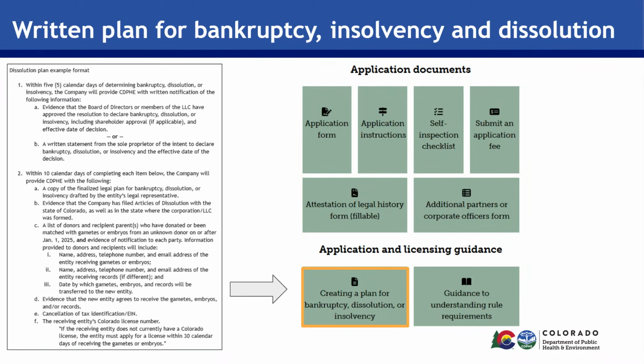Rule requires all entities to submit with their application a written plan for bankruptcy, insolvency, or dissolution that describes how records held by your facility will be permanently maintained in the event your facility ceases operations. The plan may include identification of a named entity that will receive and maintain the records, but this is not required when submitting a plan with your application. Your facility would only need to name a receiving facility at the time of implementing the dissolution plan.